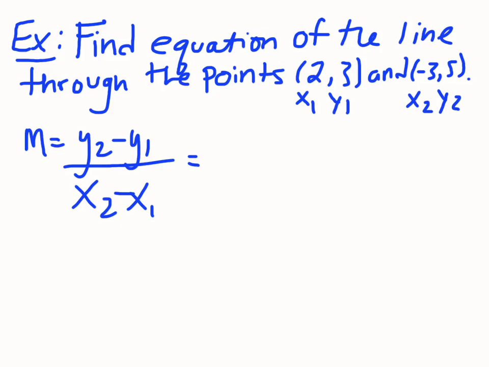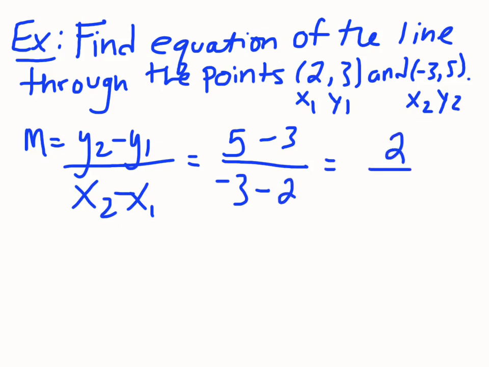So y2 is 5, subtract y1 which is 3, all over x2 which is negative 3, subtract x1 which is 2, so you end up with 2 over negative 5. I'm just going to throw the negative out front there. So negative 2 over 5, that's my slope. Now we need to find the y-intercept.